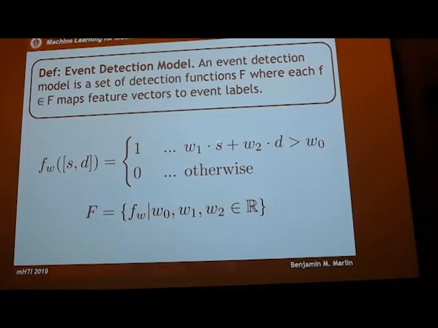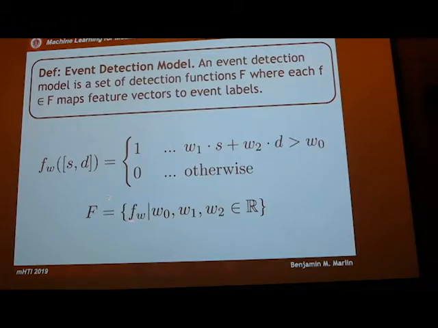What it says is we're going to take stretch, multiply it by a weight, take duration, multiply it by a weight, compare it to a threshold. If it exceeds that threshold, then we'll say it's positive class, and if it doesn't, it's a negative class, or the no puff class. So the set of all possible functions that we're considering are all possible choices for these three parameters, W0, W1, W2, taking all possible real values.